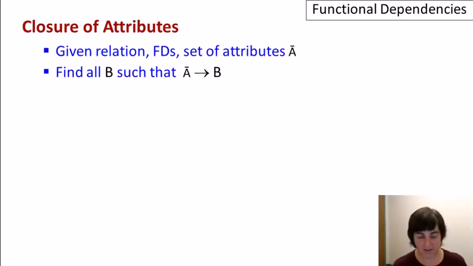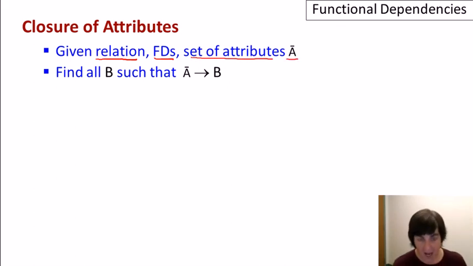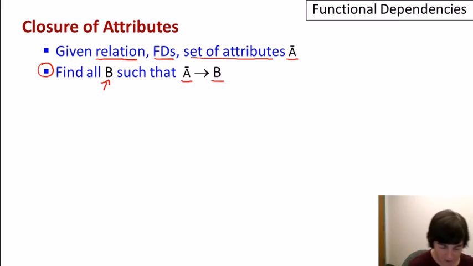Now I'm going to introduce the concept of closure of attributes. Let's suppose we're given a relation, a set of functional dependencies for that relation, and then a set of attributes A bar that are part of that relation. I'm interested in finding all attributes B of the relation such that A bar functionally determines B. This is what's called the closure, and I'll show in a bit why we might want to compute that. Notationally, the closure is written using the plus sign. So the closure of A bar is A bar plus.